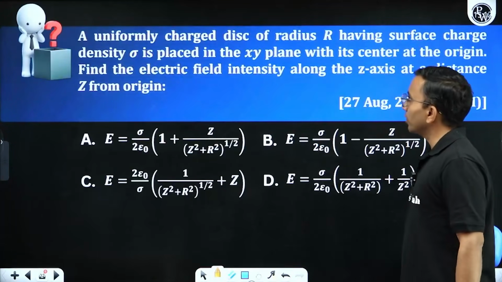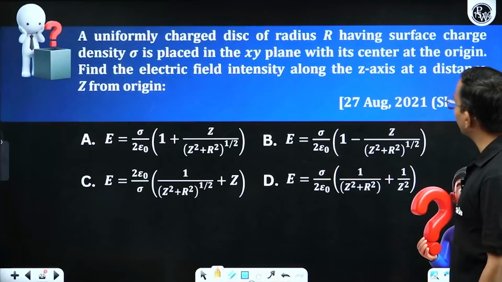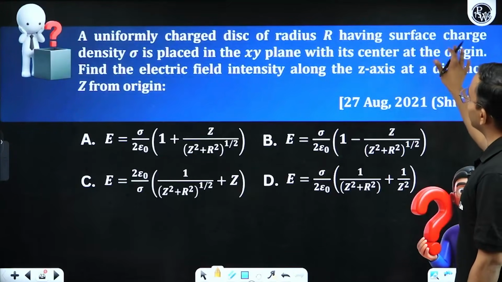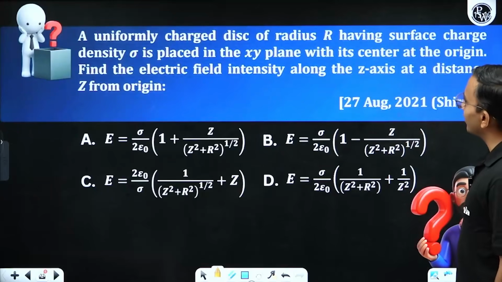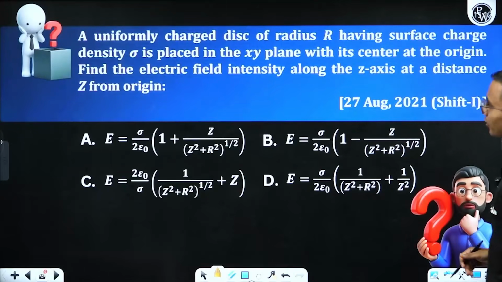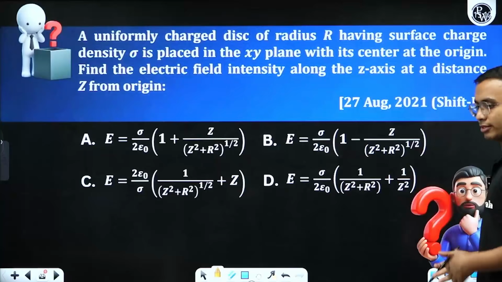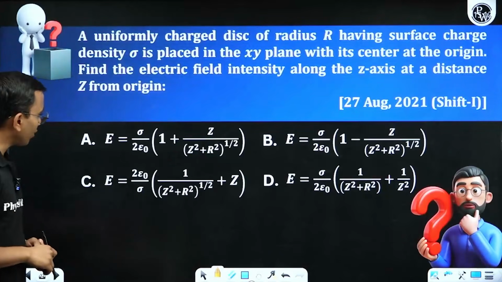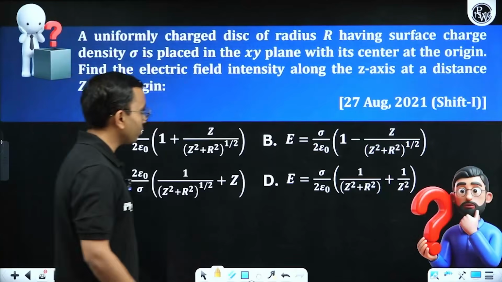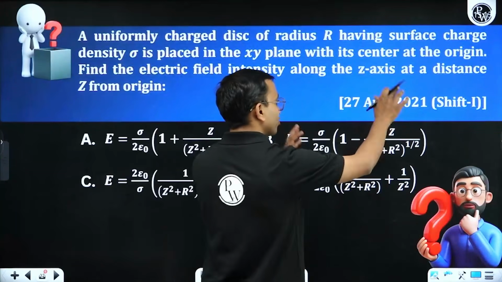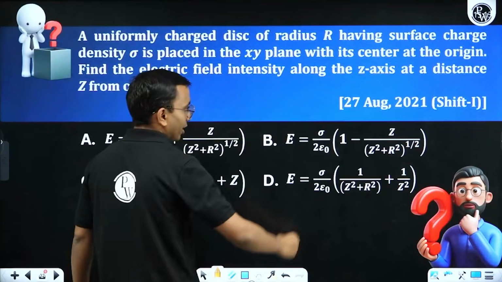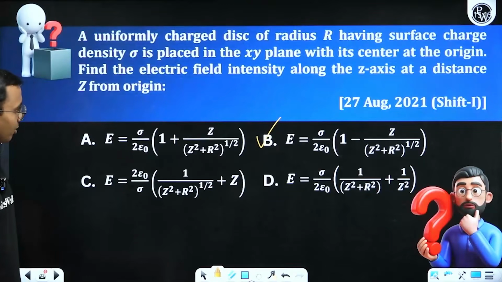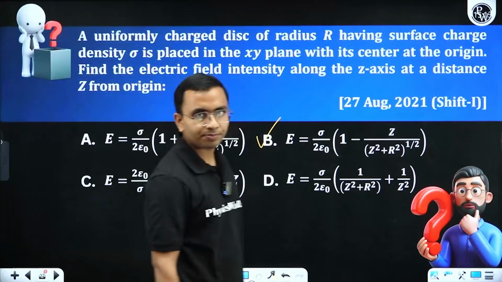Okay, another question. A uniformly charged disk of radius r, having surface charge density sigma, placed in xy plane with its center at origin, the electric field along the z-axis. The same formula, electric field due to uniformly charged disk, and we know the formula. What is that? Sigma by 2 epsilon naught into 1 minus, it is along z-axis, so z by z square plus r square whole to the power 1 by 2. B option is coming. Yeah, got it.